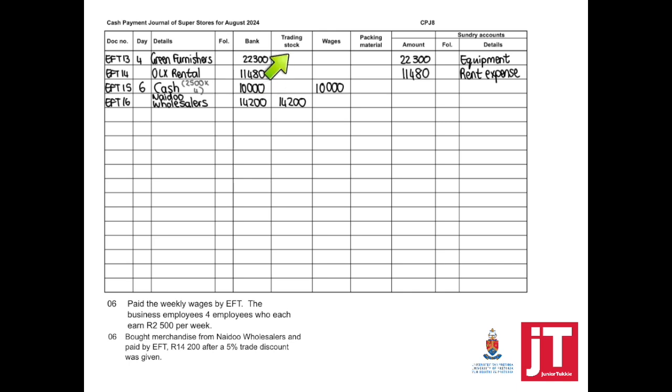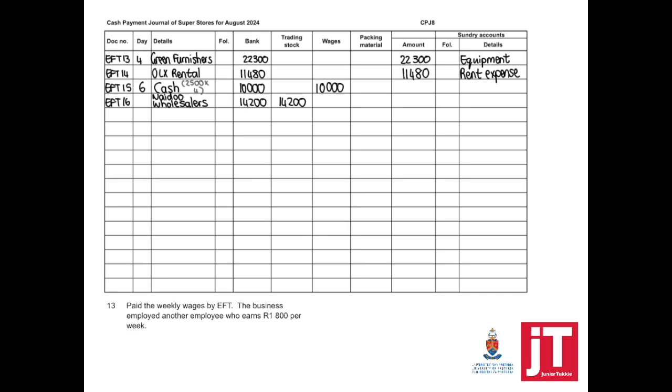14,200 was for merchandise, which is trading stock. And this was after a 5% trade discount was given. So there's no calculation involved here. If the transaction was different and the word said before a 5% trade discount, then there was a calculation. So be careful with the wording when you are completing the transactions.